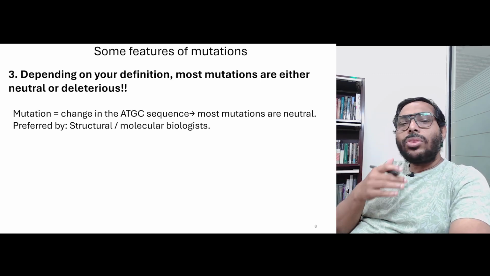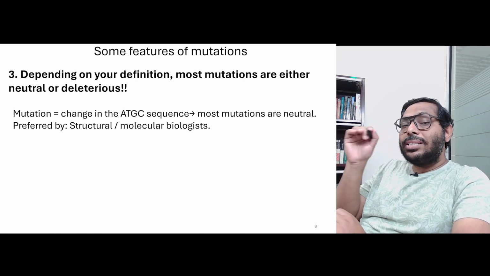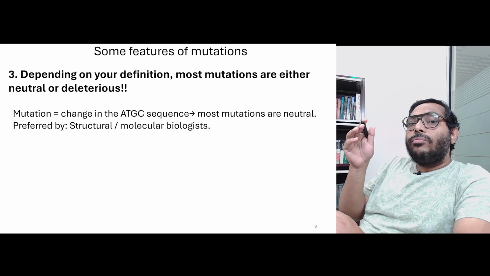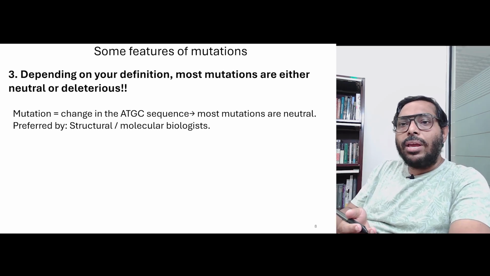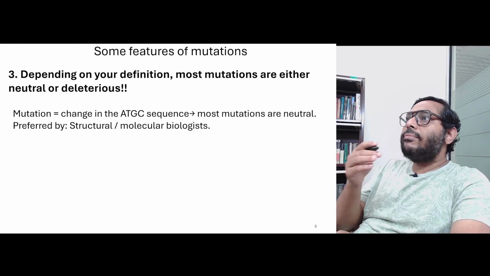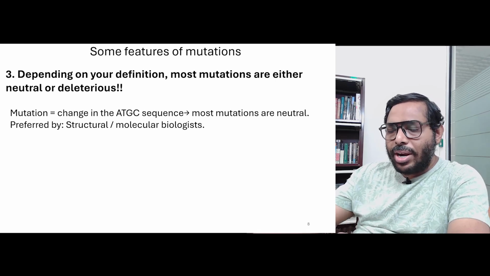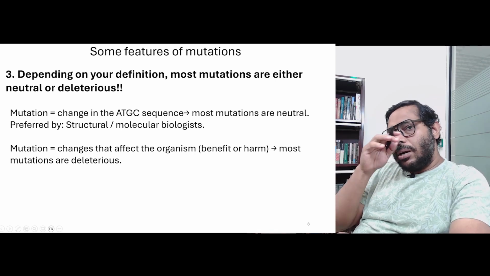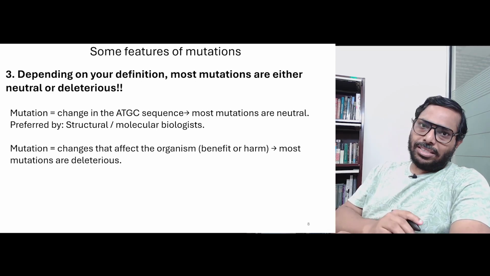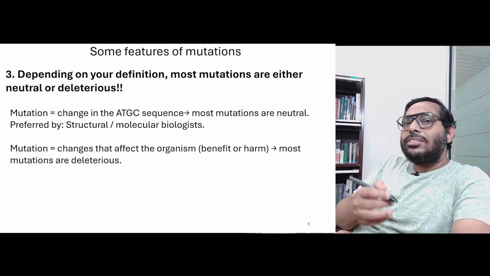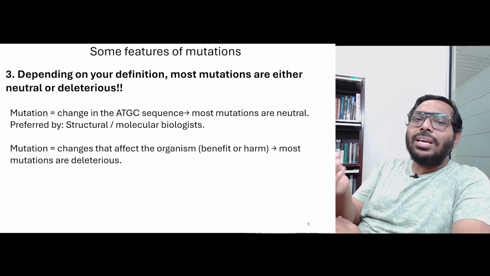That is why a large fraction of the mutations that happen in terms of changes in the ATGC sequence, in terms of what they are doing to the function of the protein, they do not end up doing much, which is why for structural and molecular biologists they define most mutations as neutral. However, evolutionary biologists who are trained like me, most of us think in terms of mutations, in terms of what effect they are doing to the organism. Okay. So, if there is no effect at the organismal level, we do not even call it a mutation, we do not even think a mutation has happened.